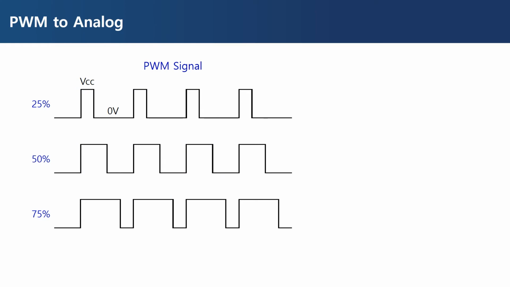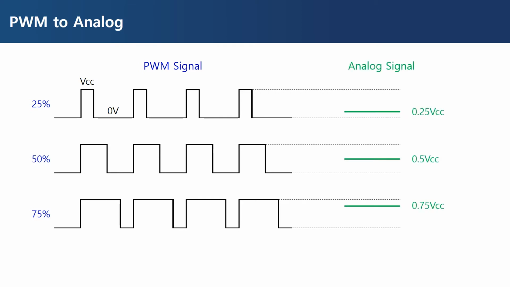Let's briefly review the PWM signal. The PWM signal adjusts the average voltage level with the duty cycle of the pulse. For example, if the duty cycle is 25%, that is, high level is output for 25% of the entire cycle, it can be transferred to an analog signal of 1/4 of VCC, using a low-pass filter.